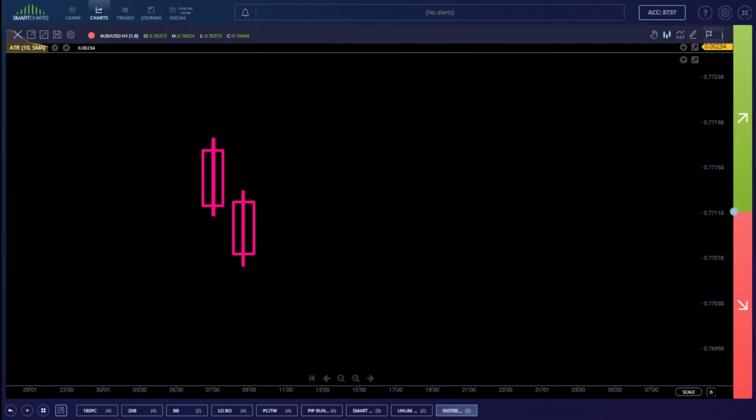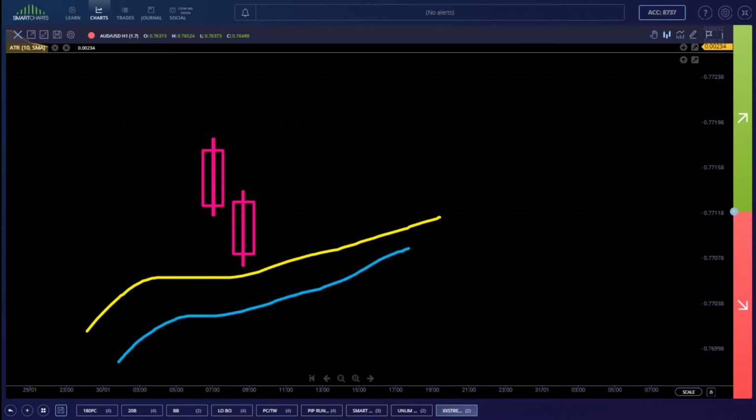As long as this meets all your rules, or if you get a signal by the system, say this is your EMAs and you're looking to take a buy, you're going to be getting a signal on smart charts. You have a little signal, a blue arrow.